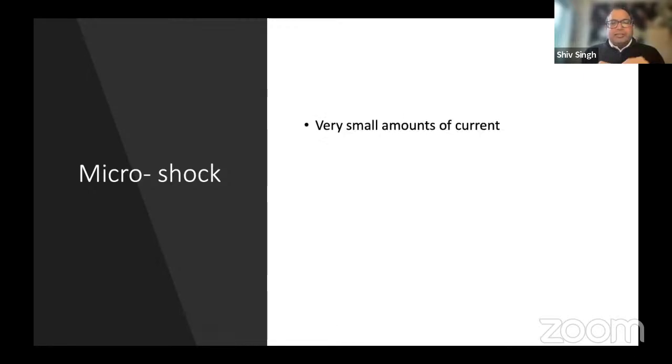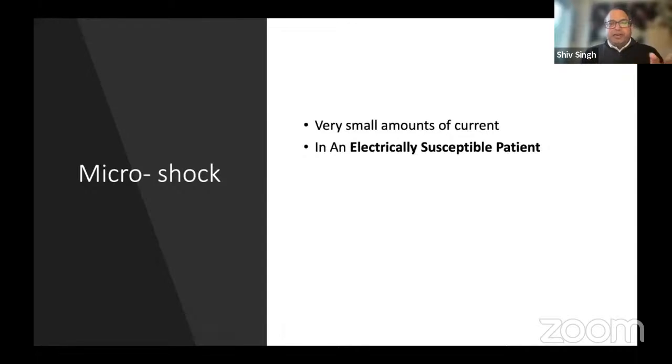Whereas micro shock is about a very small amount of current. Okay, you're talking about small milliamps. Okay, but this is in an electrically susceptible patient. So who is an electrically susceptible patient? So when you define microshock, you need to specifically mention this, that this is a small amount of current in an electrically susceptible patient.